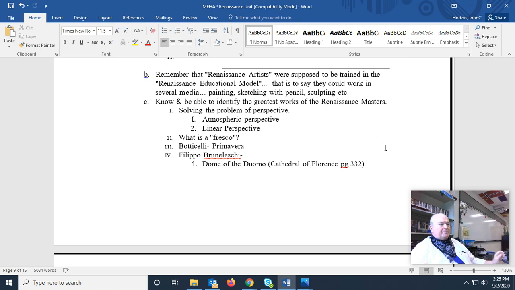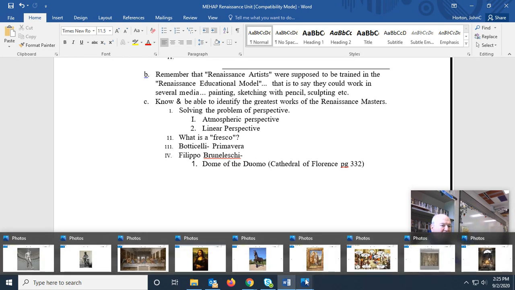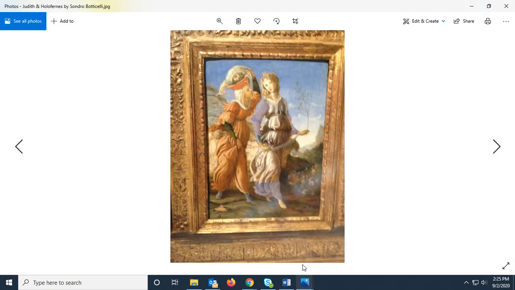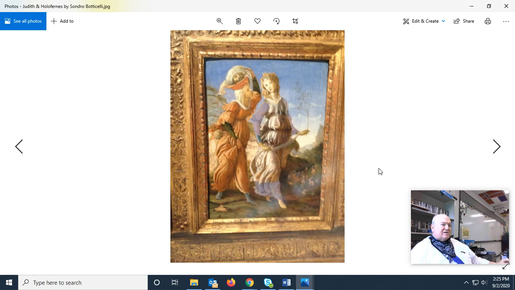Okay, so one of the earliest of the Renaissance artists you've never heard of, Sandro Botticelli. He did a painting called Primavera, but I want to show you another. Yes, this is a painting by Sandro Botticelli. It is called Judith and Holofernes. Now you say, who's Judith and who's Holofernes? Well, a few things about this painting.